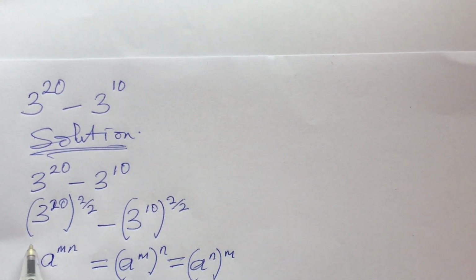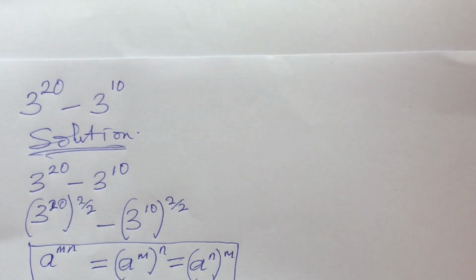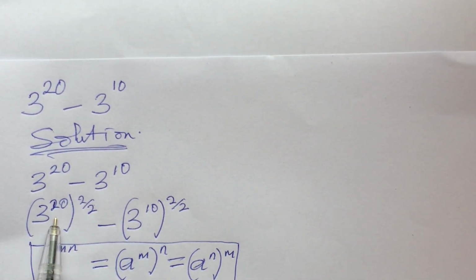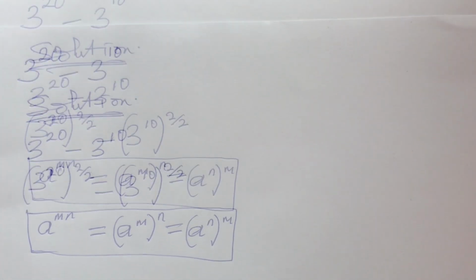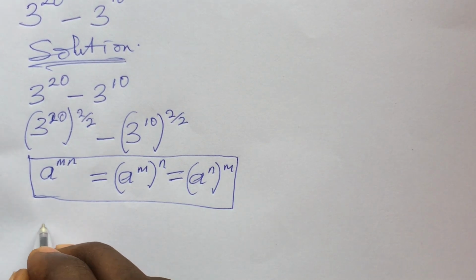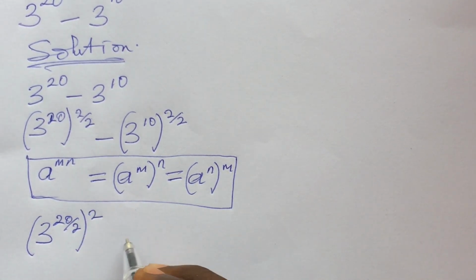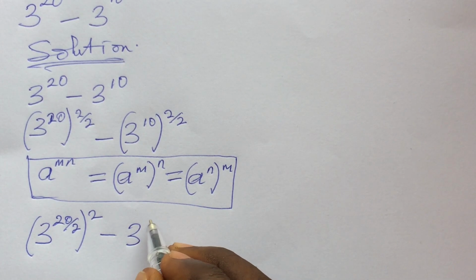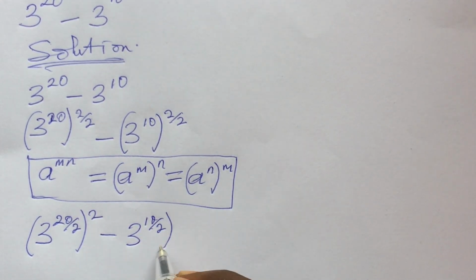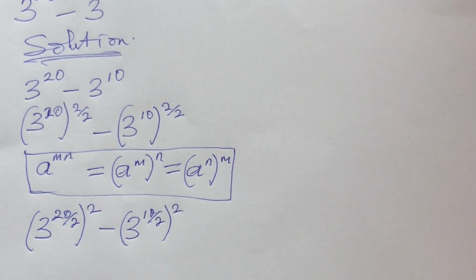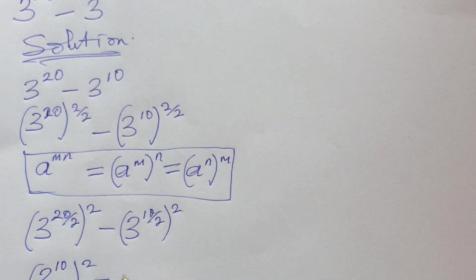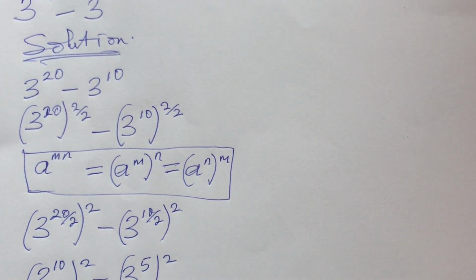So if we succumb to this rule, then we can shift this 2 inside. If we shift this inside, then we have our expression to be 3 to the power of 20 over 2, all to the power of 2, minus 3 to the power of 10 over 2, all to the power of 2. Easy. So we can now use this 2 to divide this 20, and this will give us here 3 to the power of 10, all to the power of 2, minus 3 to the power of 5, all to the power of 2. This has not really changed anything.